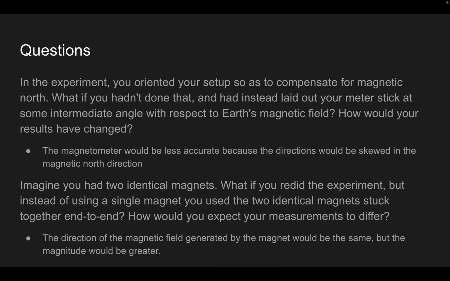magnetic north direction. And imagine if you had two identical magnets. What if you redid the experiment, but instead of using a single magnet, you used two identical magnets stuck together end to end? How would you expect your measurements to differ? So the direction of the magnetic field generated would actually be the same, but the magnitude would be far greater and potentially doubled.